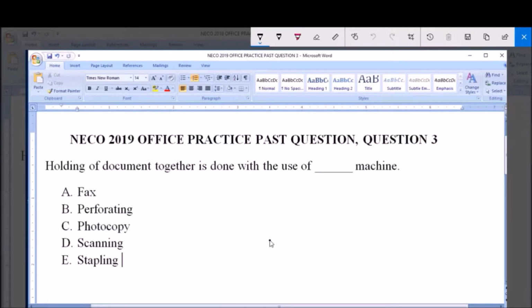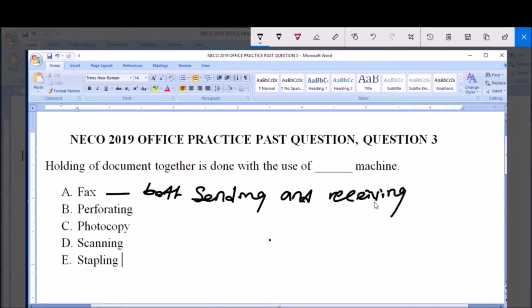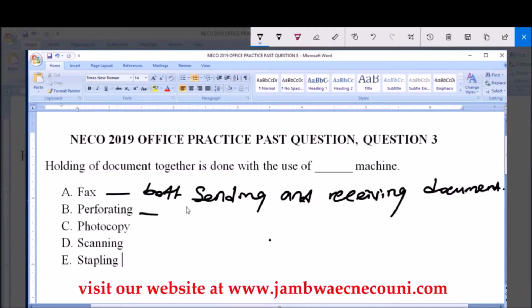Now before we can pick this answer, let's look at the uses of the following machines. A says fax machine. A fax machine is a machine simply used for both sending and receiving of documents. So a fax machine is designed for both sending and receiving documents. Then B says perforating machine. Now perforating machines are used for stamping.